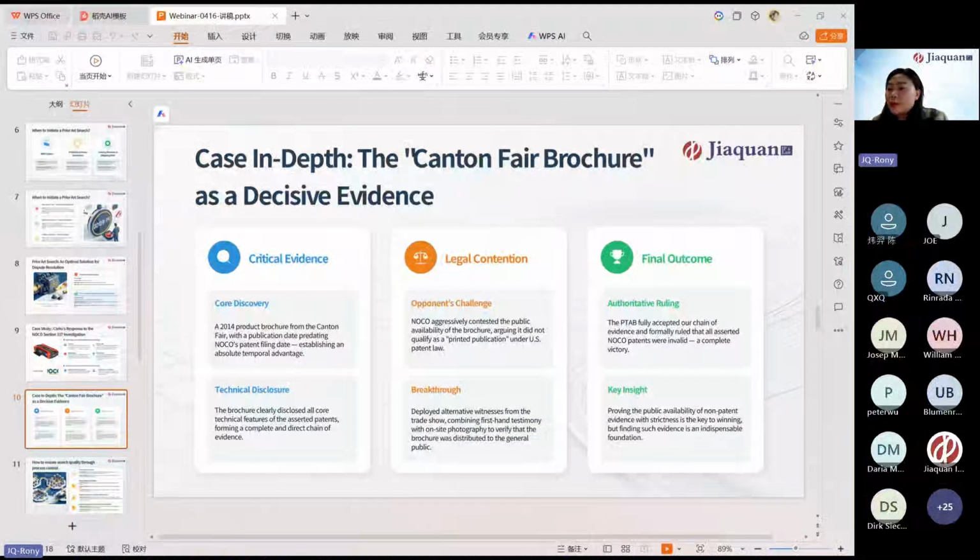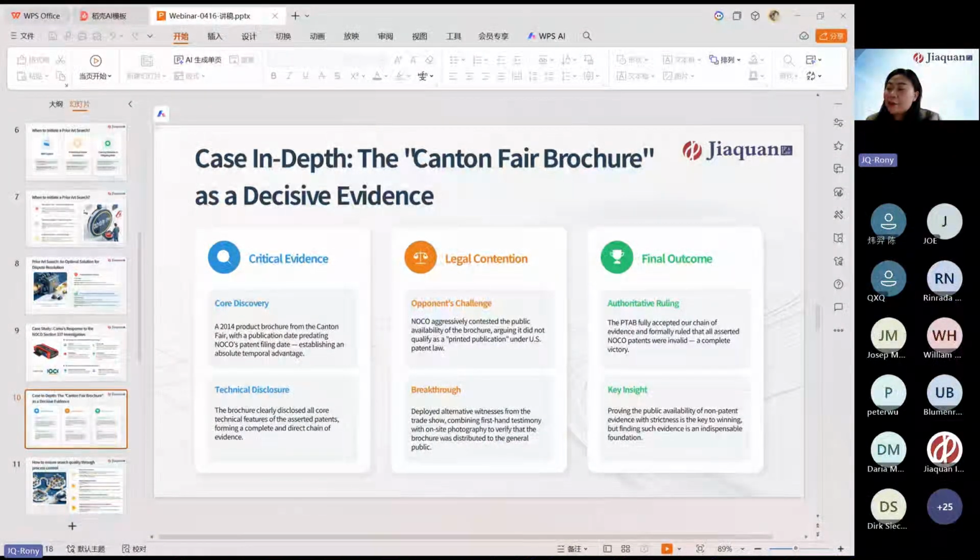Okay, so going back to when the case happened, we didn't find very useful evidence during the patent search. The turning point came from our Canton Fair manual, which was a product brochure distributed to the participants at the exhibition back then. The brochure clearly disclosed all important technical features of the patents, forming a complete and direct chain of evidence. But the legal battle had just begun.